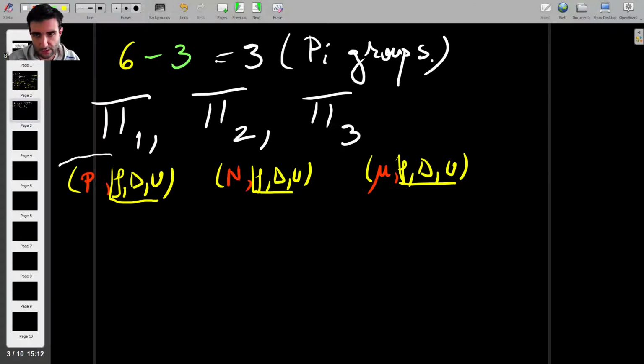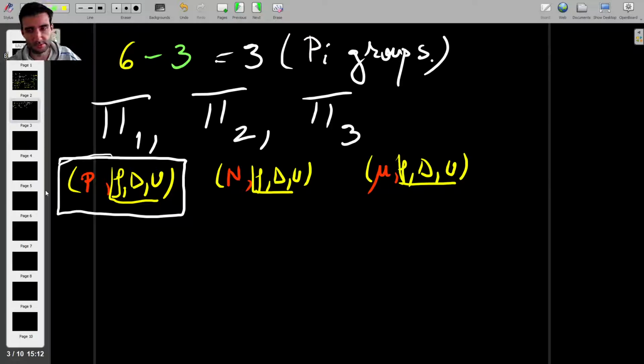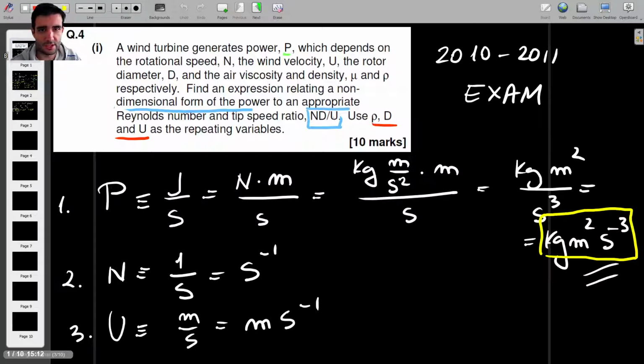So first of all, we're going to deal with this, and we're going to try to see how we can combine this into something which is, again, non-dimensional. So this is what we have. We've got power to the power 1. Now, the reason I'm leaving power to the power 1 is because the question says, find an expression relating a non-dimensional form of the power.